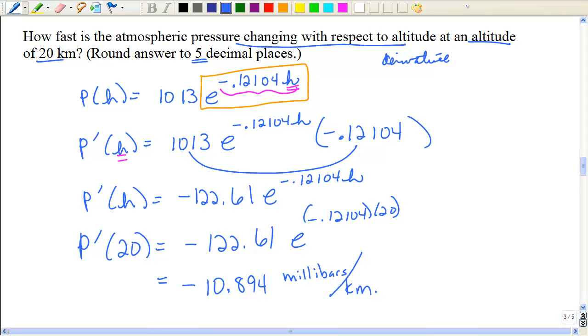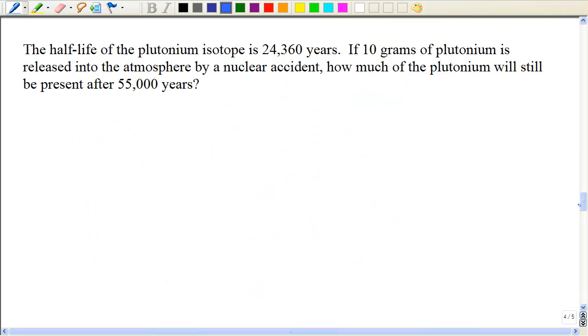Let's talk about the half-life of a radioactive substance. And what does that mean, half-life? In general, let's say we started out with 100 grams of plutonium, it would take this many years to get down to 50 grams. So it lingers a long time. So in this example, it says 10 grams of plutonium is released. How much of it will still be present after 55,000 years?